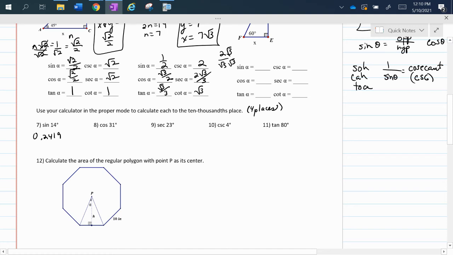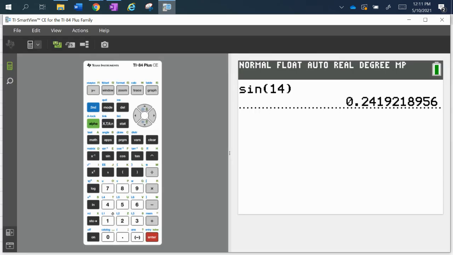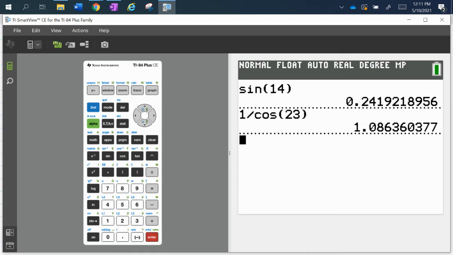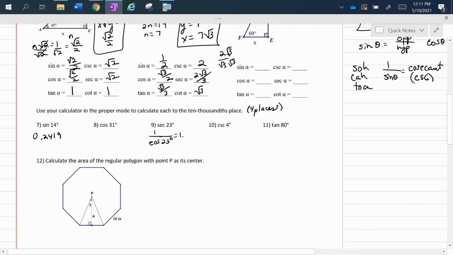So how do we do secant? Secant, remember, is 1 over the cosine of 23 degrees. So that's what I want to do. I want to do 1 divided by the cosine of 23 degrees. And it gives me the secant, which is 1.0864. Okay, that's easy enough, just using our calculator.